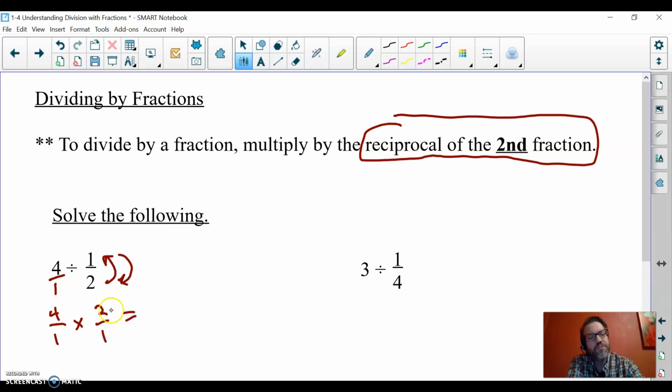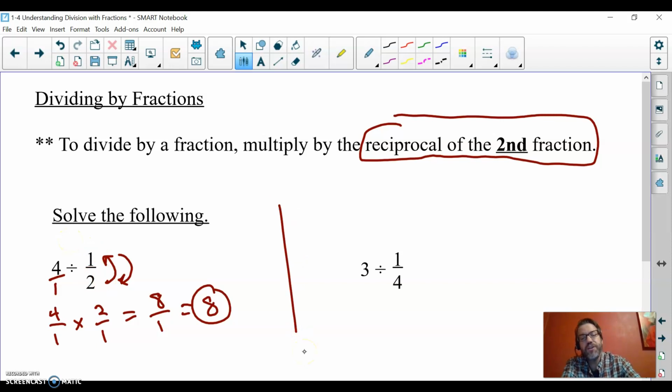And we end up with 4 times 2, which is 8, over 1 times 1, which is 1. And 8 divided by 1 is 8. We can write 8 for our result here. Okay, notice I did not take the reciprocal of the first fraction, the dividend. I left that alone. We changed from dividing to multiplying, and we find the reciprocal of the second fraction.